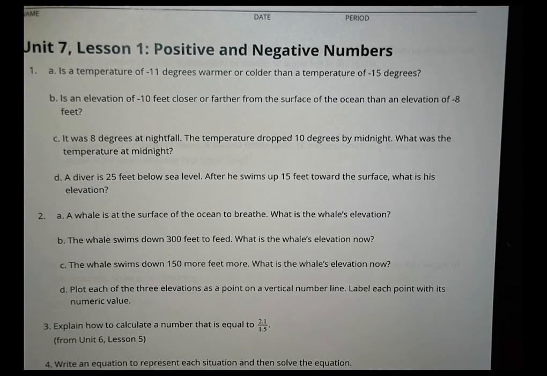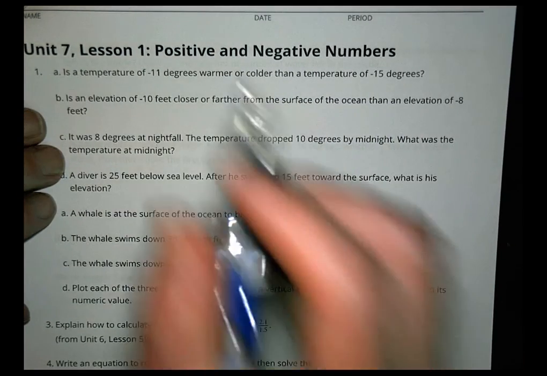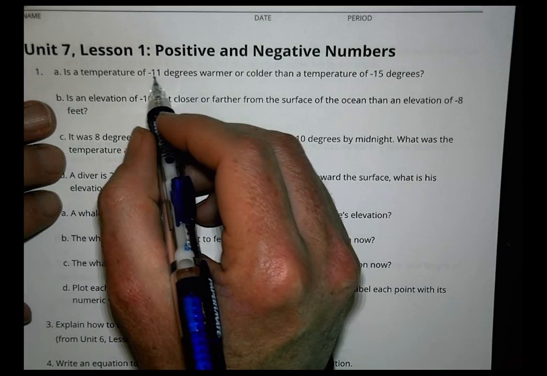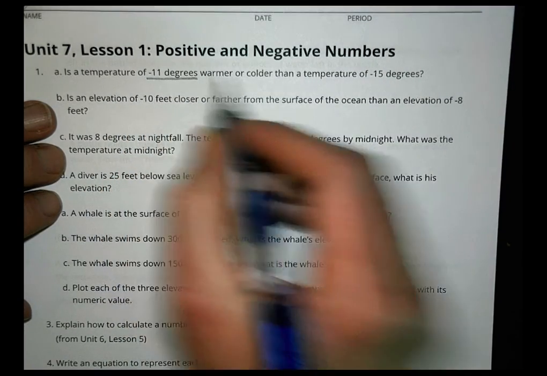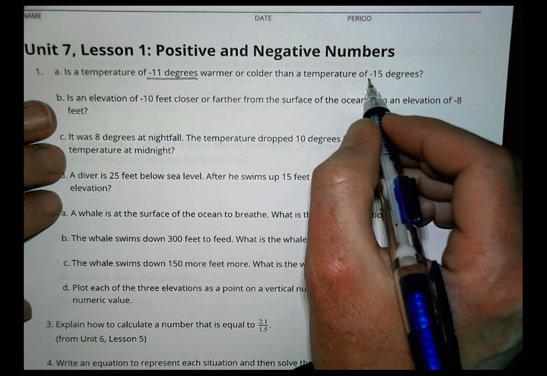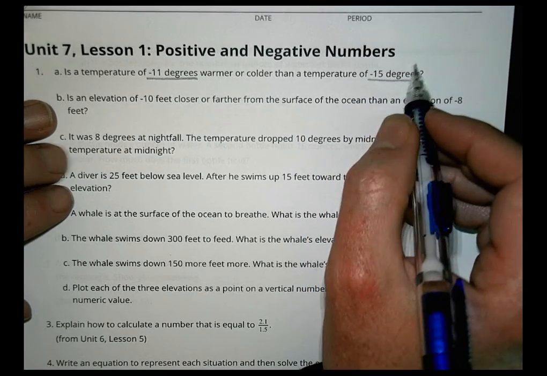All right, there's homework time. Positive, negative numbers. So here we go. Is a temperature of negative 11 degrees warmer or colder than a temperature of negative 15 degrees?